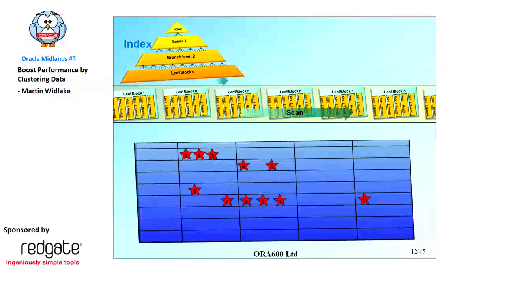Now, the clustering factor will be between the number of blocks in the table, which is basically where it's perfectly walked through the number of blocks in the table and only changed when it gets to the end of a block, and the rows in the index are perfectly aligned to the actual table.